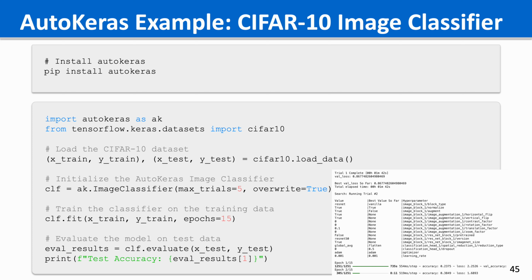After that, I call fit for 15 epochs. While it's running, watch the log in your notebook. You'll see AutoKeras experimenting with different architectures and stopping early when it finds something promising. When the training finishes, we evaluate on the test split and print the accuracy. Notice how little work that took. No manual model design, no handwritten training loop, yet we'll still get a respectable score.